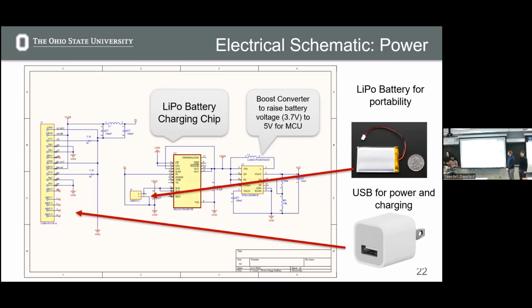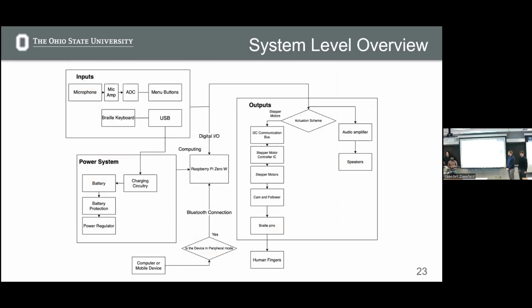And then on the right, we have a device called a boost converter, and this takes the lower voltage of the battery that we're using and scales it up to a higher level needed for the Raspberry Pi microcontroller, as well as other motor components in our circuit.